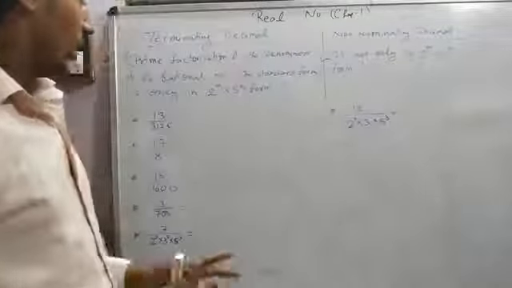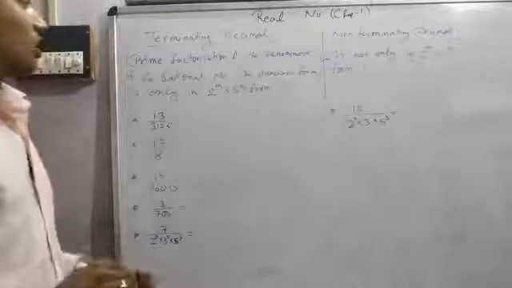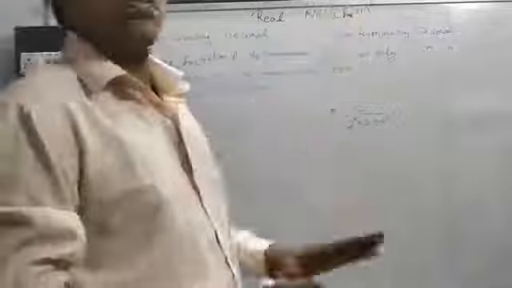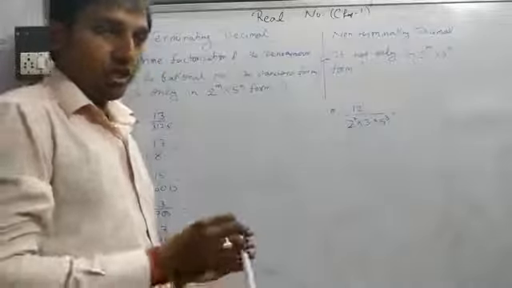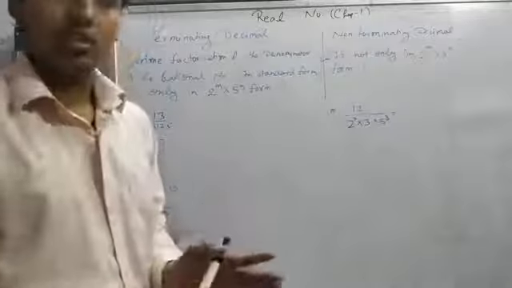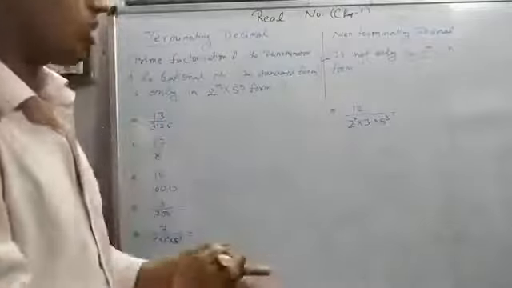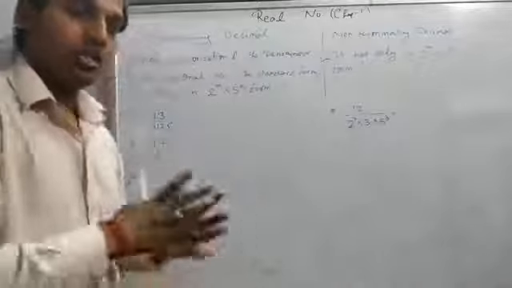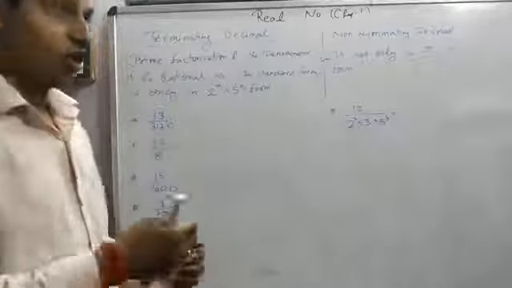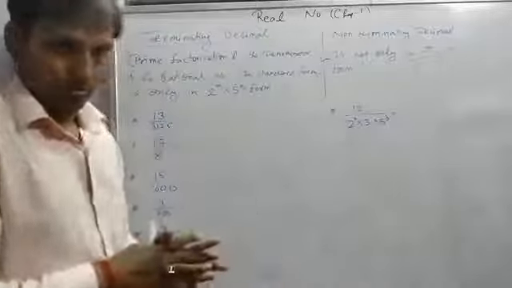So next we take the topic terminating decimals and non-terminating decimals. In the very first class I explained what a real number is: rational and irrational. A rational number is terminating or non-terminating repeating, and the number which is non-terminating, non-repeating is called an irrational number.